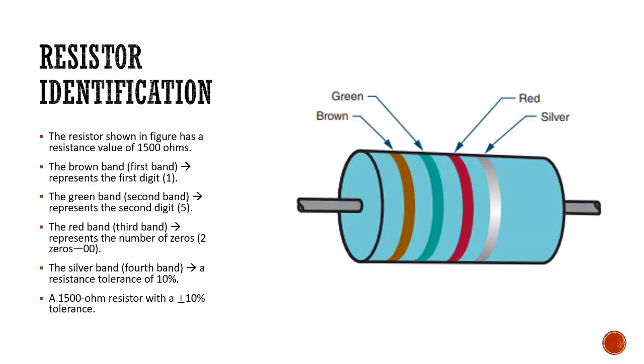For example, the resistor shown in the figure has a resistance value of 1500 ohms. The brown band, first band, represents the first digit, 1. The green band, second band, represents the second digit, 5. The red band, third band, represents the number of zeros, 2 zeros, to be added to the first two digits. The silver band, fourth band, indicates a resistance tolerance of 10%. Therefore, this is a 1500 ohm resistor with a ±10% tolerance.